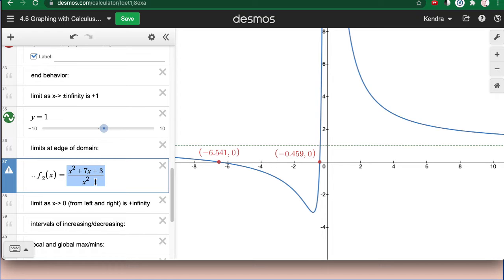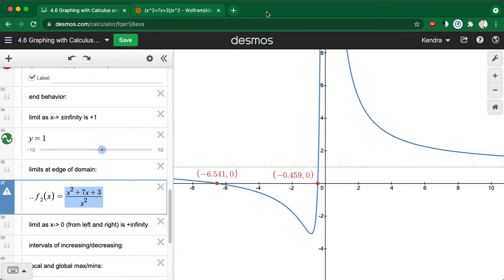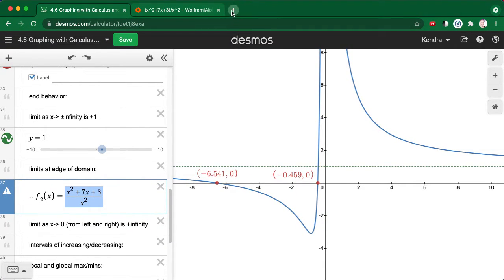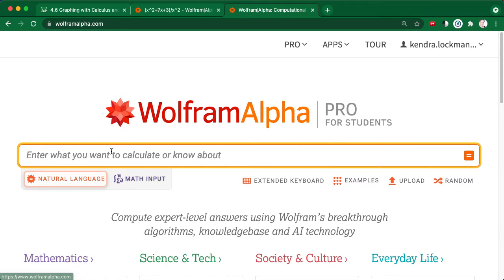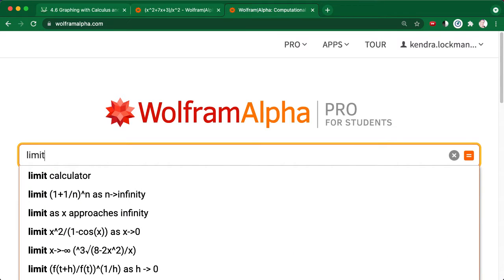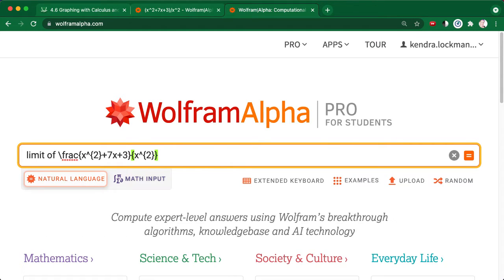And I would like to just take this, copy and paste it into Wolfram Alpha and look at the limit of that. Not sure why that window moved. I'm going to use the natural language input, not the math input. And I'm going to take the limit of that as x approaches infinity.